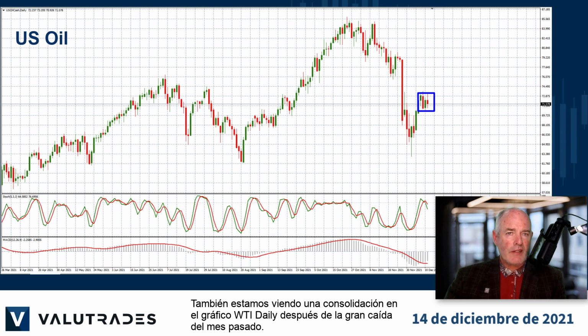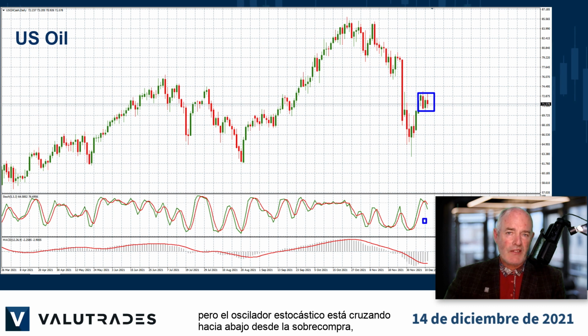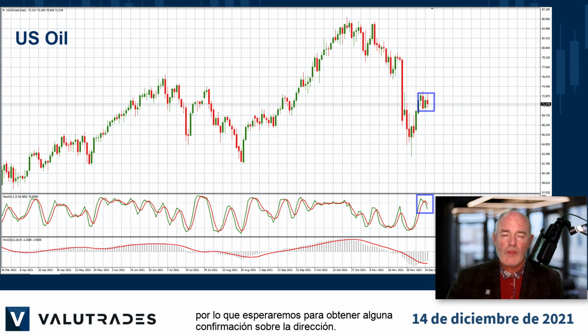We are also seeing consolidation on the WTI daily chart after the big fall last month. Here we see a slightly bullish signal as the signal line has crossed out of the histogram on the MACD, but the stochastic oscillator is crossing down from overbought, so we will wait to get some confirmation on direction.